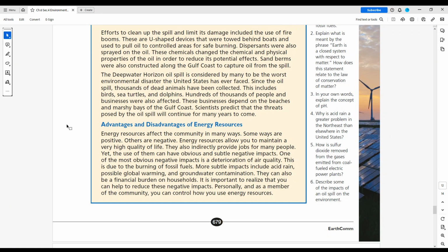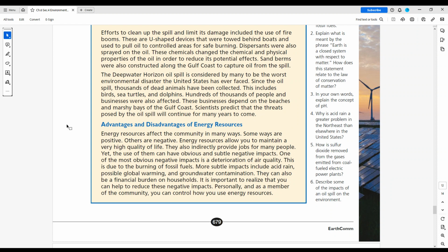Efforts to clean up the spill and limit its damage included the use of fire booms. These are U-shaped devices that were towed behind boats and used to pull oil to controlled areas for safe burning. Dispersants were also sprayed on the oil. These chemicals change the chemical and physical properties of the oil in order to reduce its potential effects. Sand berms were also constructed along the Gulf Coast to capture oil from the spill.